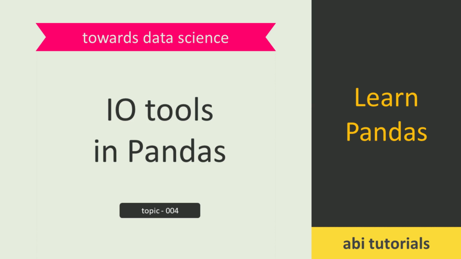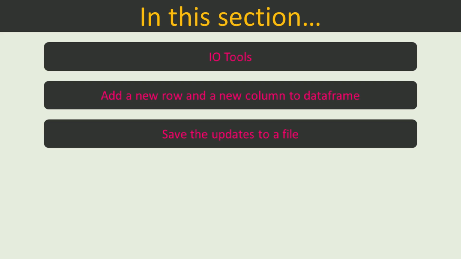In this video, we will see about the I/O tools in Pandas. We will also see how to add a new row and column to the data frame. Finally, we will save the updated data frame to a file.